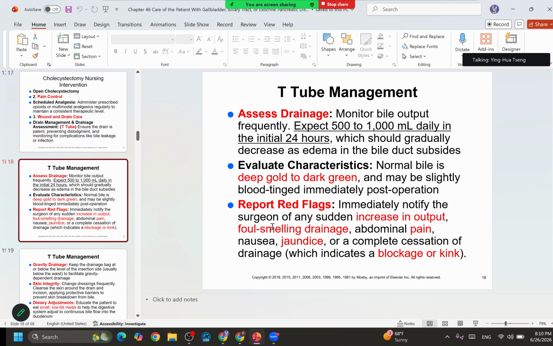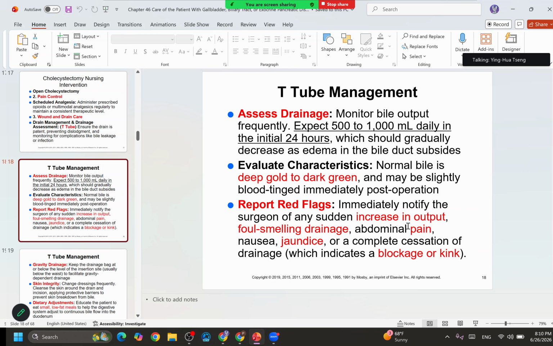And assess how is the pain. Pain with the T-tube has something big and important you need to know. If we have a T-tube and the drainage is good, it doesn't cause a spasm, and that should be fine. But if the T-tube suddenly has no output, and the patient is telling you, I have lots of pain, that means what? It means there's some kind of blockage inside.